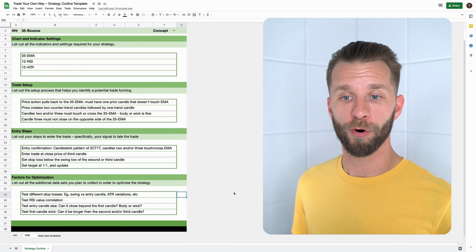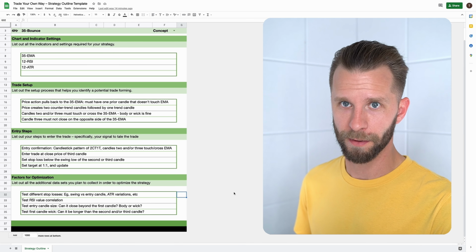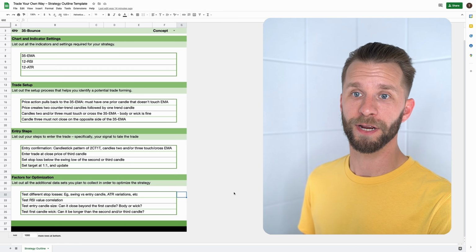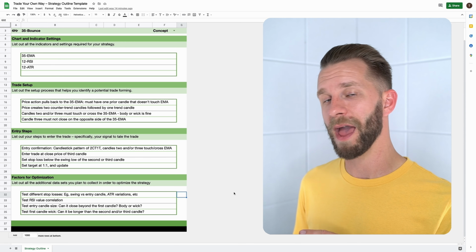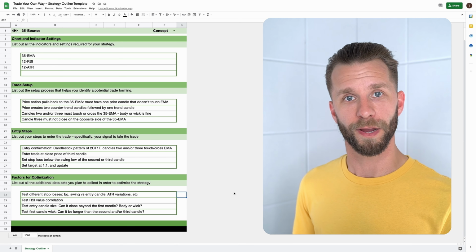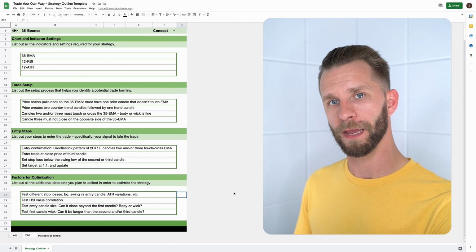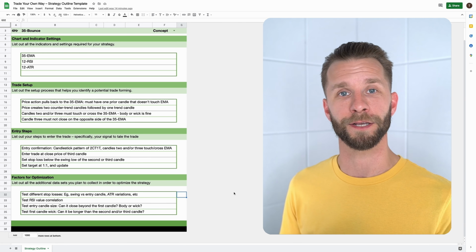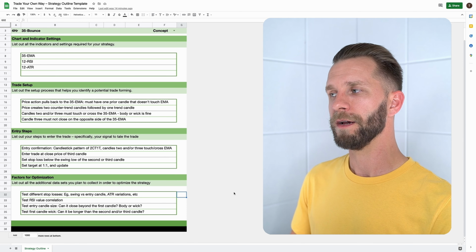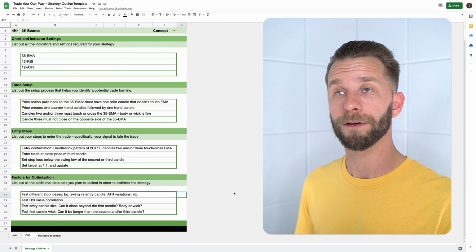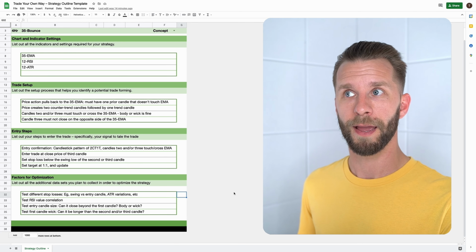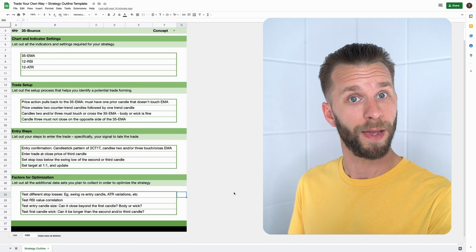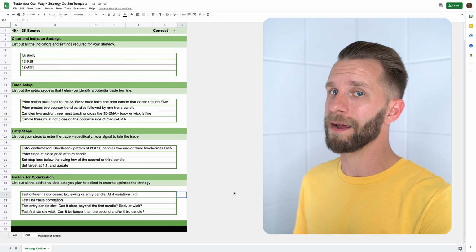Going on to the fourth point, test first candle wick. I have a requirement in this trade setup that candles 2 and/or 3 must have their wicks or bodies cross the 35 EMA. I haven't said anything about the first candle, and I don't know if this is going to affect the outcome of the trade. So I may want to log: does the first candle in the setup actually cross the EMA, and if so, does it affect the outcome?